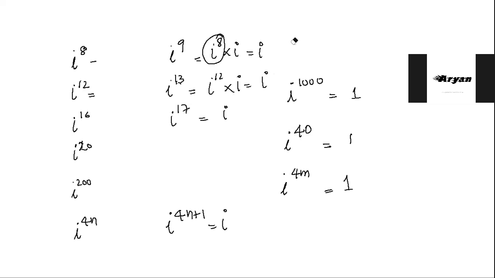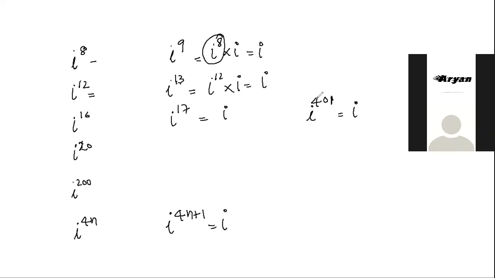So one of you tell me, what will be I raised to 401? I, because 400 is a multiple of 4 plus 1. What will be I raised to 21? I, because 21 is 20 plus 1.